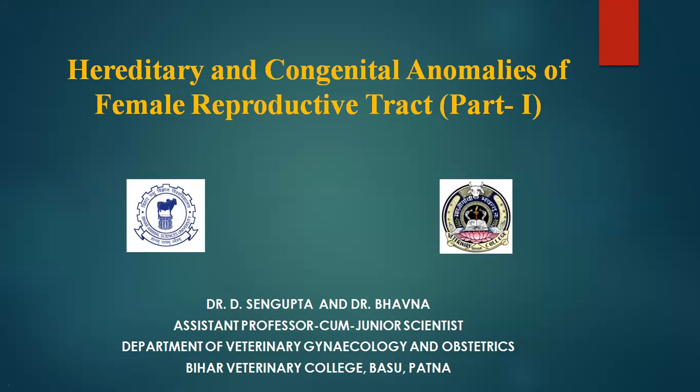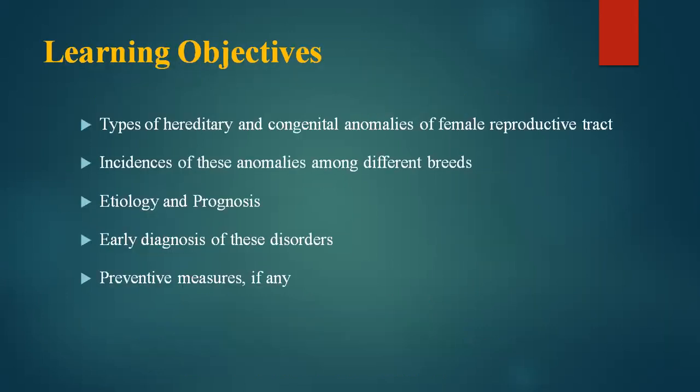Today, we will discuss hereditary and congenital anomalies of the female reproductive tract. This will be part one of our lecture series. Learning objectives: types of hereditary and congenital anomalies of the female reproductive tract, incidence of these anomalies among different breeds, etiology and prognosis, early diagnosis of these disorders, and preventive measures, if any.